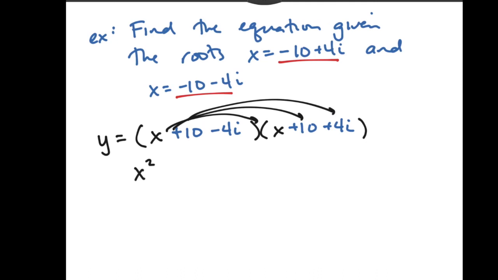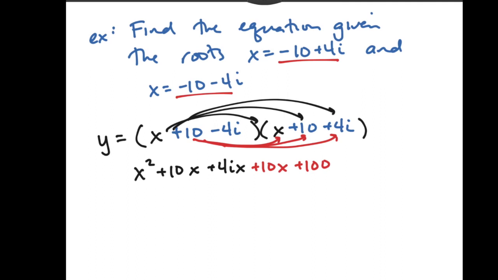So I get x squared plus 10x plus 4ix. Multiply the 10 to each one. So that's plus 10x plus 100 plus 40i. And now I'm going to multiply the 4i to each one. So that's negative 4ix minus 40i minus 16i squared.